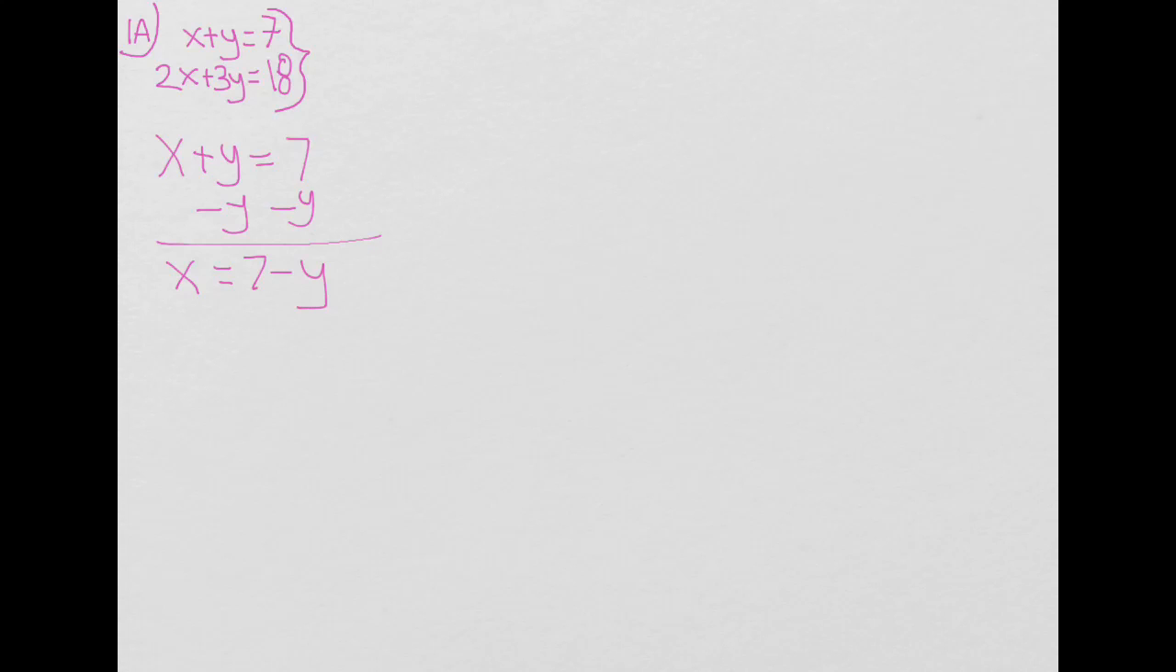Now that I've done that, I want to take that expression, 7 minus y, and I want to substitute that in for the x value of my other equation. That's why this is called substitution. So if I do that, I'm going to get, if I rewrite it, 2 times the quantity 7 minus y, because I'm replacing x with 7 minus y, plus 3y equals 18.